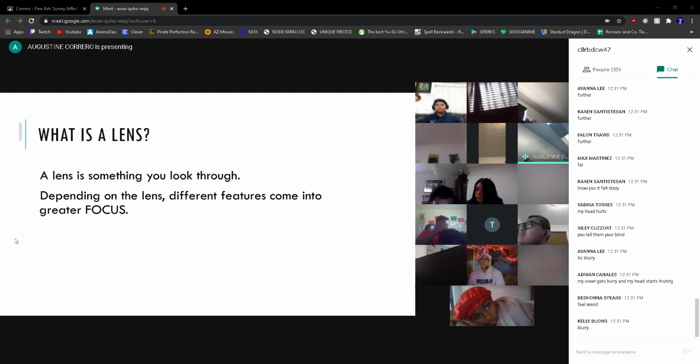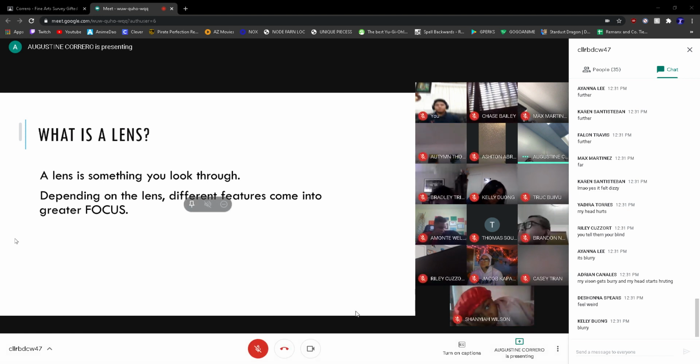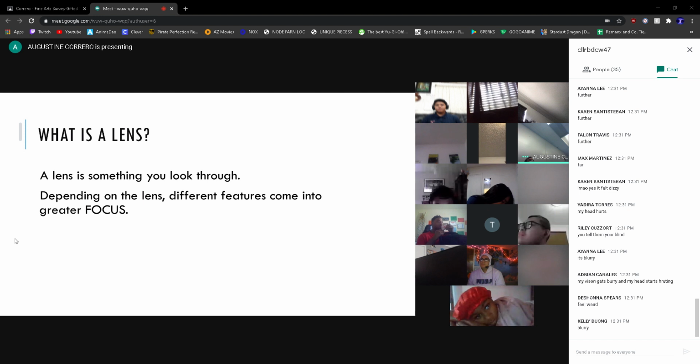So if you're using glasses to make things from farther away come into greater focus, you're using a lens to better observe things that are far away. If you're nearsighted, you're using it to see something closer to you. But either way, you're using a special lens to highlight things and make them easier to recognize that you wouldn't normally have, because that lens is a tool.